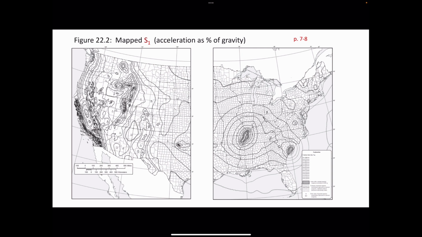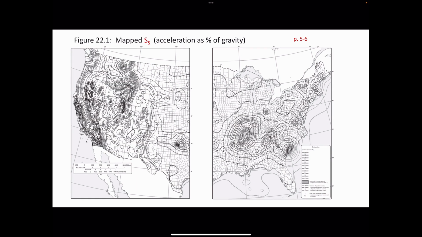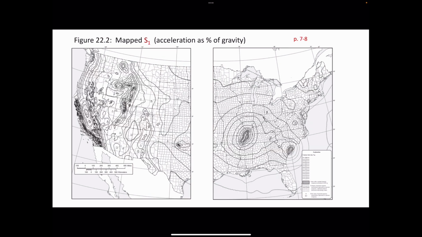And these values are listed as a percent of gravity. So if you see 11 on the map, that means 0.11 times G. In our calculations, we would not substitute anything for G. We would just use 0.11 for SS. S1, all right, if you flip the page, a very similar map, right, with some slightly less densely spaced contours. This is for S1, all right?